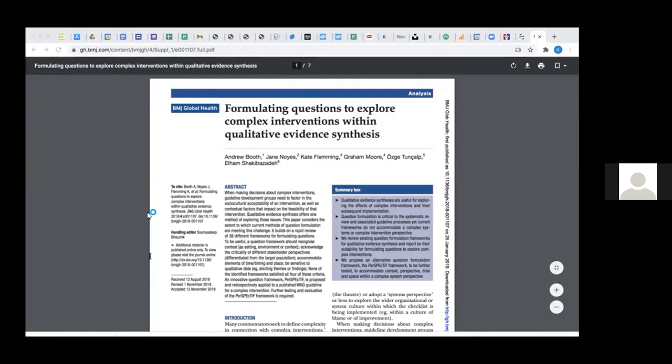So PICO, PRISMA, and the last term which the writer needs to be familiar with is the CASP table. And the CASP table works as an organizer for themes and analysis of articles.